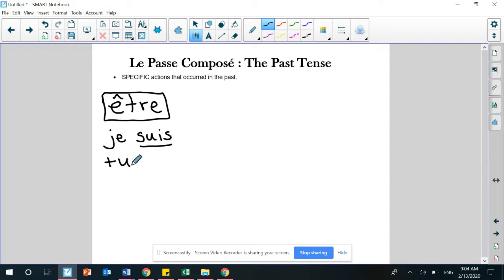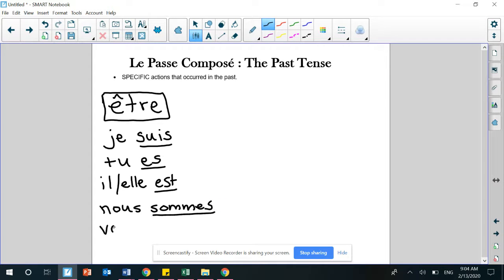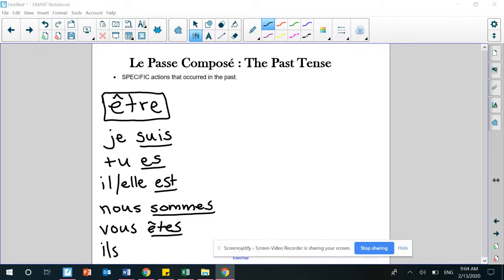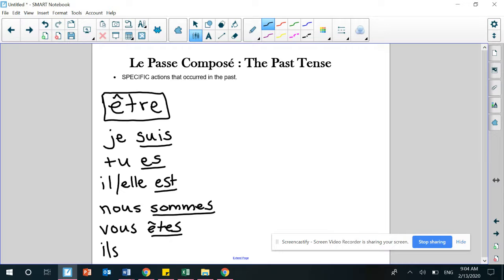Tu es, il or elle est, nous sommes, vous êtes, and ils or elles sont.